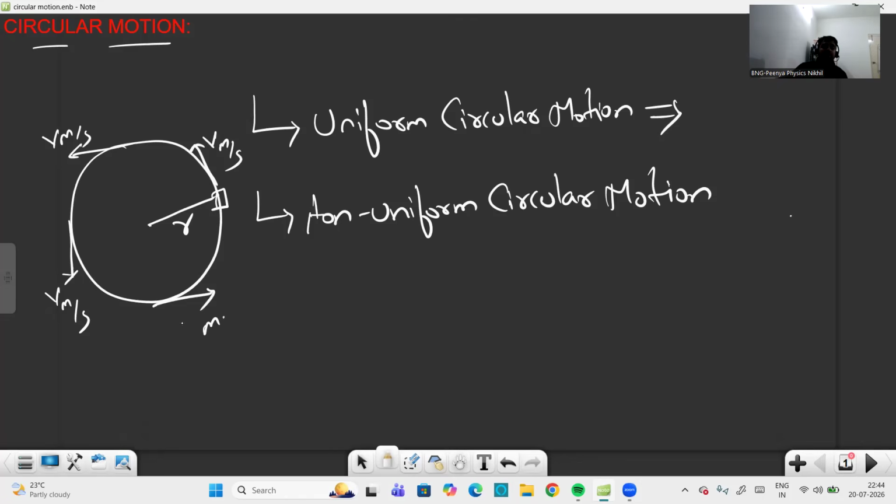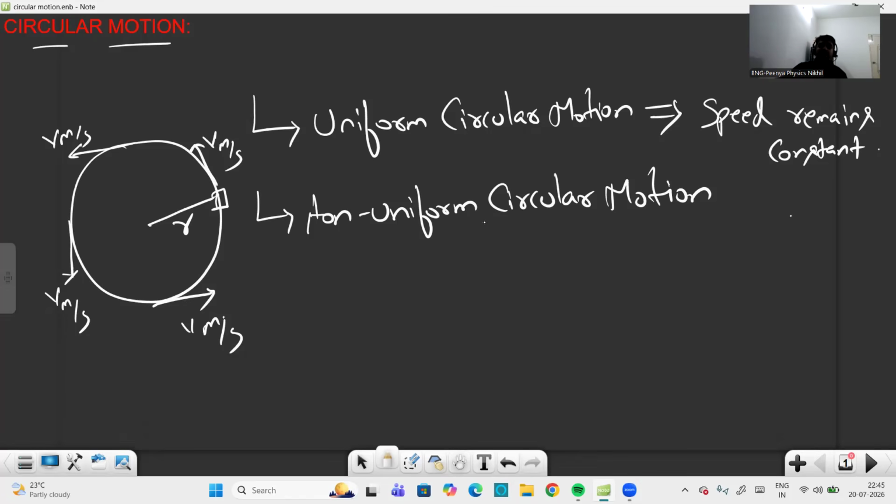So in a uniform circular motion, the speed of the object remains constant, not the velocity. Always keep it in mind, in a circular motion, velocity can never be constant because velocity includes magnitude as well as direction. Magnitude can be constant, but direction will always change. So we say uniform circular motion is a motion in which, when the object moves on a circular path, its speed remains constant.